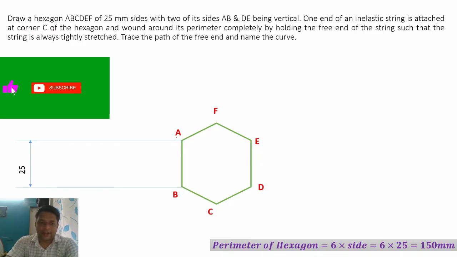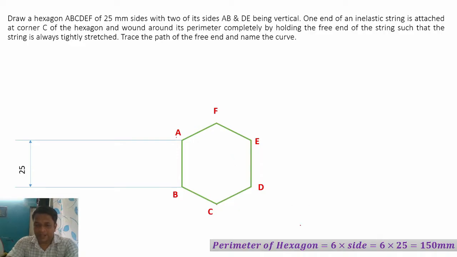From the corner at which the string is attached, we have to draw a line of 150 mm length. So from this point C, draw a line of 150 mm length, mention the length, and divide this line into equal parts equal to the number of sides of the polygon. Here the sides are 6, so divide this line into 6 parts. 150 divided by 6 is 25 mm. So draw it. Use the scale to mark the points on this line.